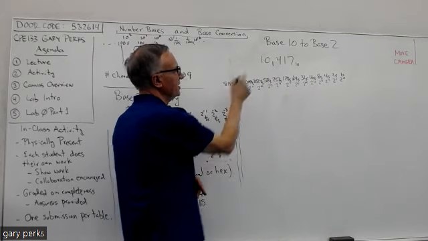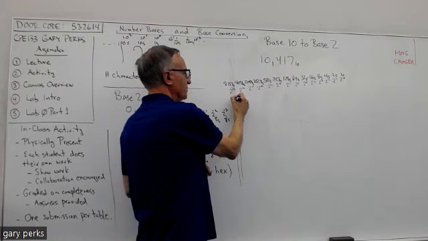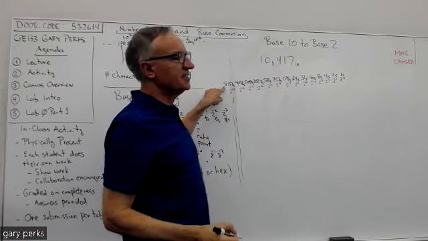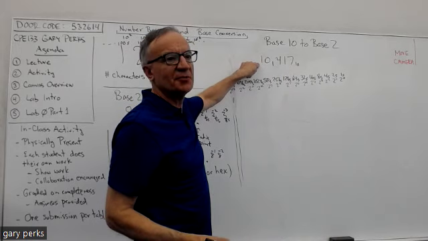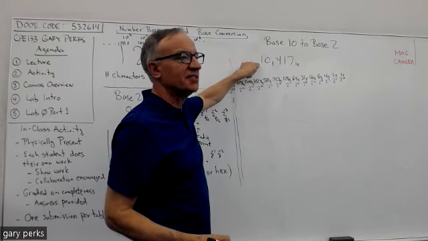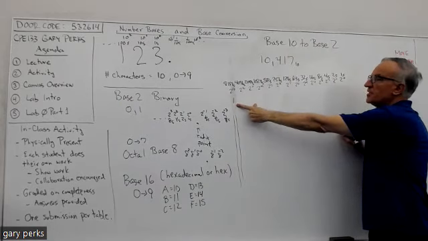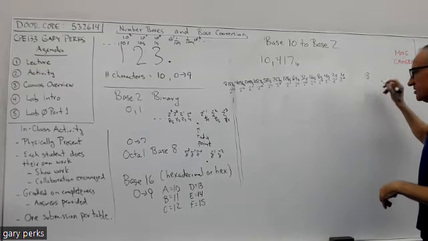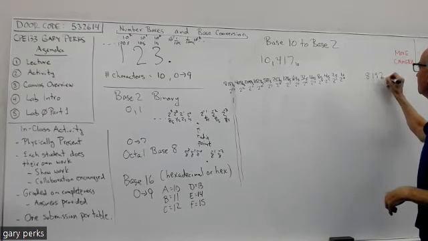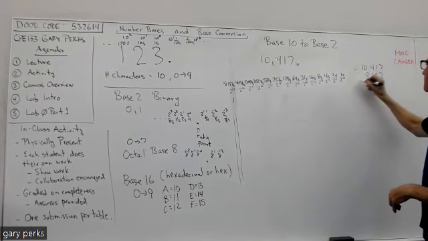Okay, but 2 to the 13, I would write a 1 because there is an 8192 in this number that I'm converting, 10,417. So I do have an 8192 in this number, so now I'm going to subtract the 8192 from the 10,417.